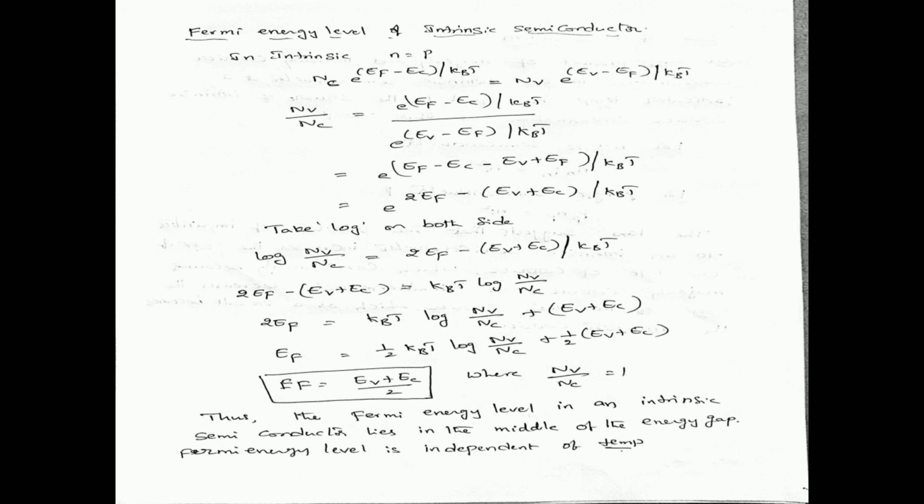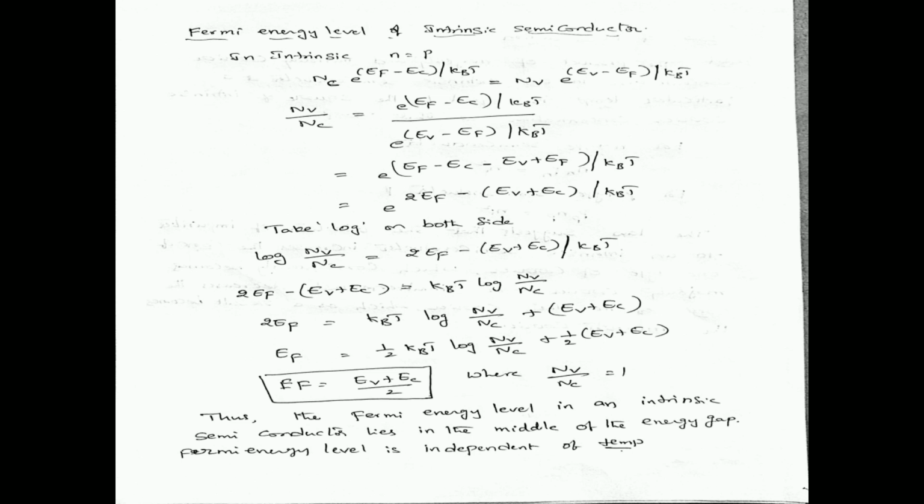For that, we know already that in an intrinsic semiconductor n is equal to p. Here n is the concentration of electrons and p is the concentration of holes. So the concentration of electrons is Nc e power (Ef minus Ec) by kBT, and the concentration of holes is Nv e power (Ev minus Ef) by kBT. We take these expressions from the previous question.